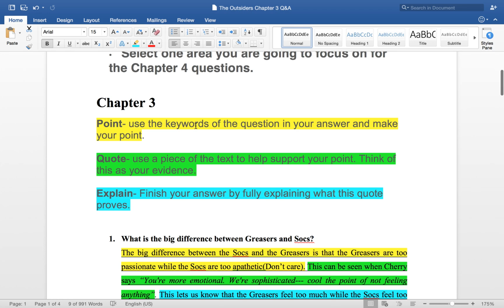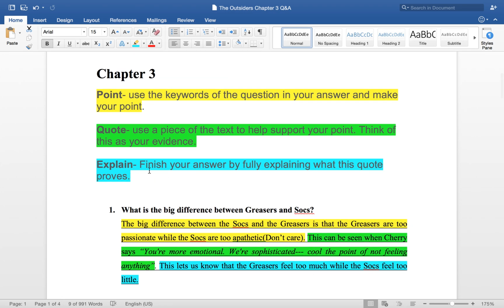Point. Use the keywords of the question in your answer, make your point. So keywords of the question, as we've already said, and then make your point. Answer the question with that first sentence. That's your point. So it's not enough just to make a point. We need to show evidence. We need to prove our point. That's the big thing about these PQE questions. So in order to add some evidence, we need to have a quotation from the text. So we use a piece of the text to help support your point. Think of it as your evidence, as we just said. We can't accuse someone of murder without evidence.